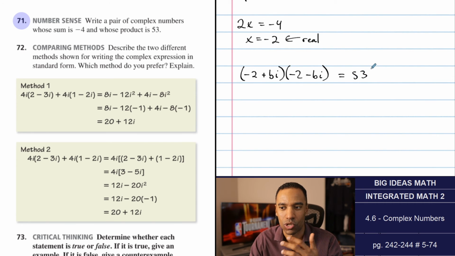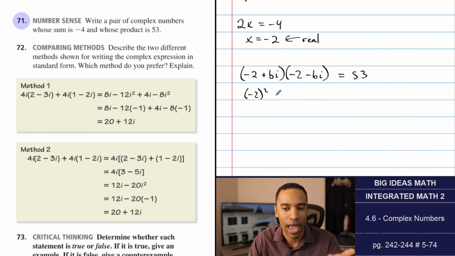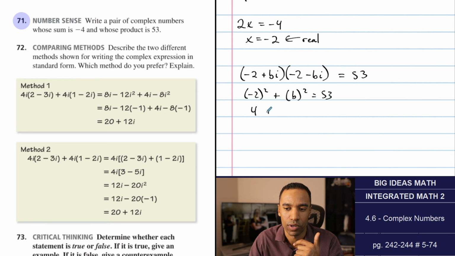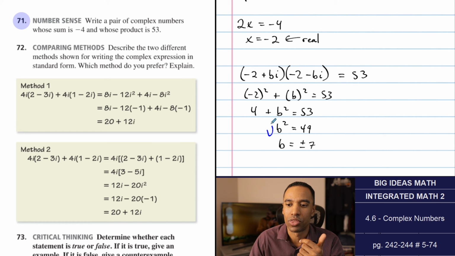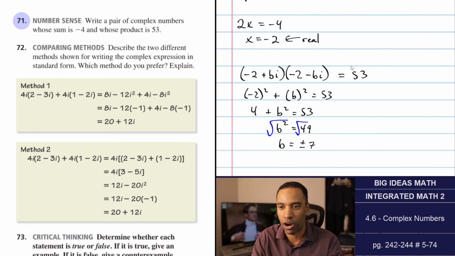Okay? We want this part to equal 53. Which means, and so I'm going to work this out algebraically. When I do my stuff, this is negative 2 squared. So a squared plus b squared, right? Plus b squared equals 53. Negative 2 squared is 4. So we will then subtract 4 and then take the square root of both sides, where we get plus or minus 7. So these are the two numbers that we get for the conjugate pair part.